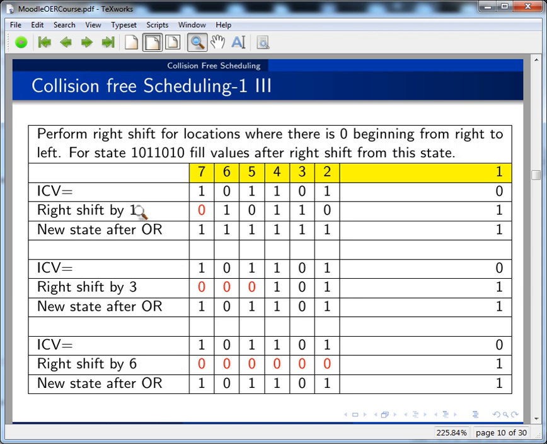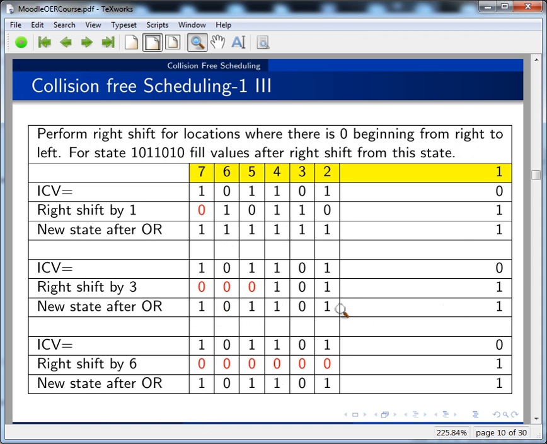So, for right shift by 1, we write 1, 0. For right shift by 3, we write 3 zeros. For right shift by 6, we write 6 zeros and fill the remaining columns from the initial collision vector. So these are the columns which are filled by this. Now we perform an OR, so we get the new state.